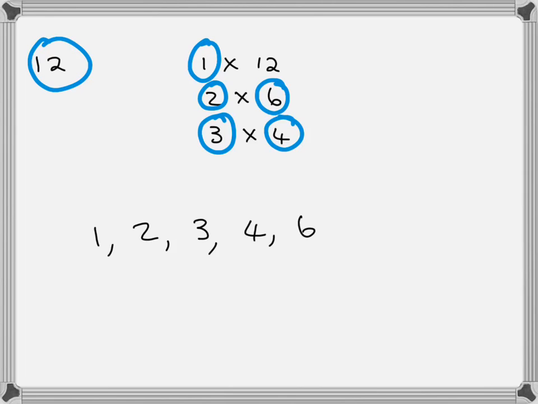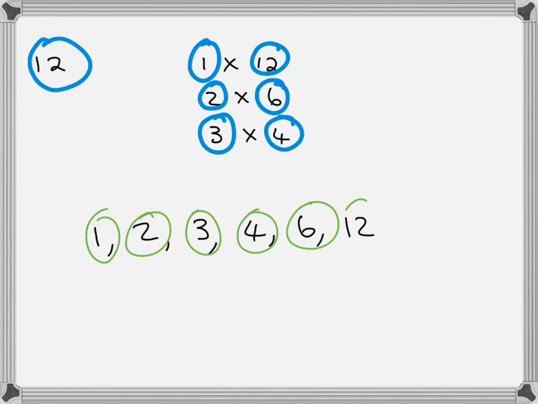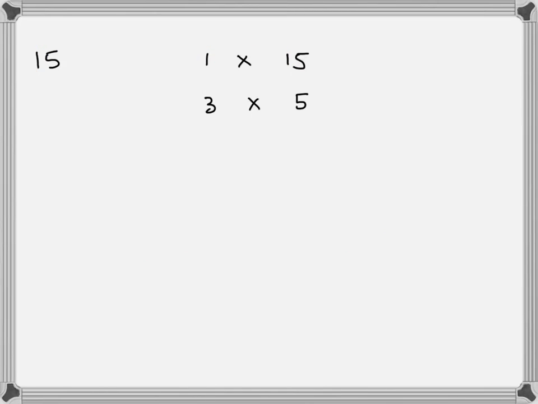So we've got 6. We know our times table, so we know what can go into 12. And 12 times 1 is also 12, so we're going to write 12 down. So the factors of 12 are 1, 2, 3, 4, 6, and 12. See how easy it is to find out factors of numbers because you know your times tables.